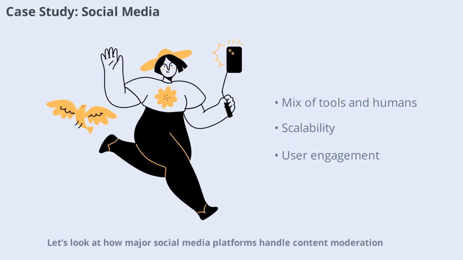Let's look at how major social media platforms handle content moderation. These platforms use a mix of automated tools, human moderators, and community reporting to manage billions of posts daily. Their experiences highlight the importance of scalability, transparency, and user engagement in effective moderation.